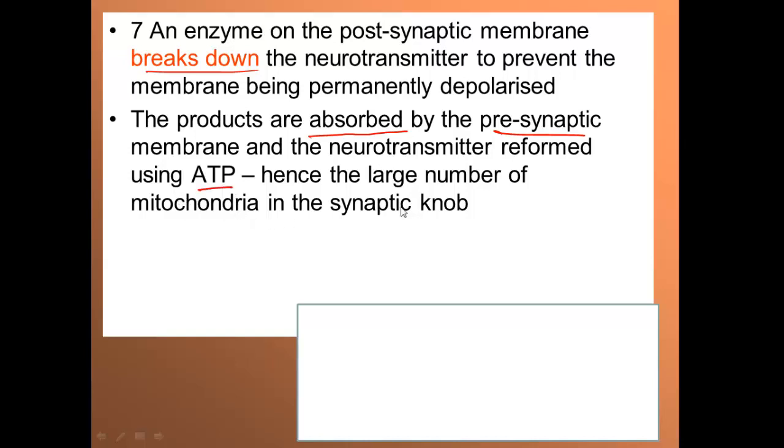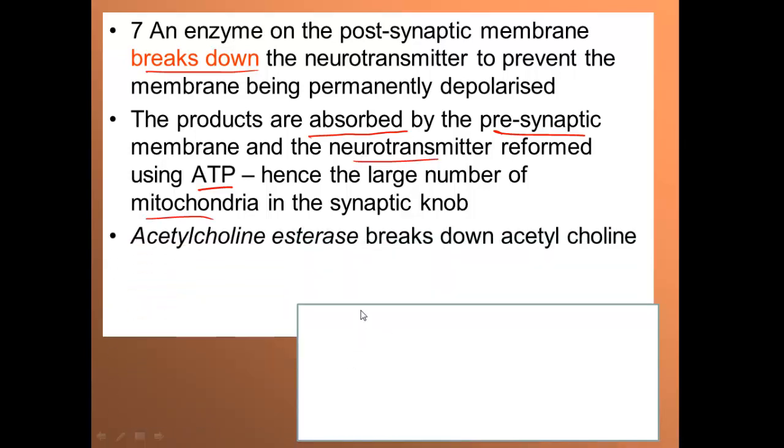And we use ATP to do it. It's going to be active transport, hence we've got loads of mitochondria in the synaptic knob. We're also going to use that ATP to reform the neurotransmitter. Our neurotransmitter that we are looking at is acetylcholine. Indeed, we are looking at a synapse which would be described as cholinergic. Your OCR syllabus says that you must know about a cholinergic synapse and the events that occur there.